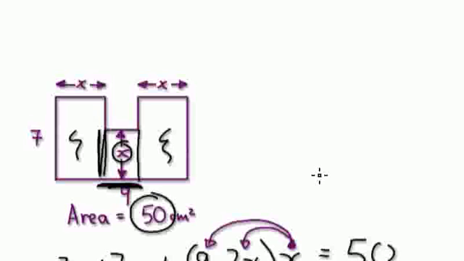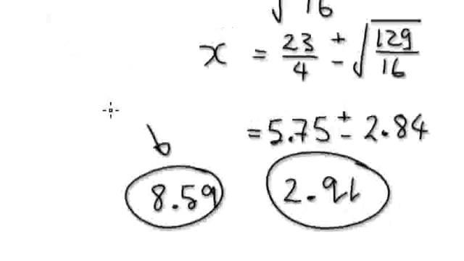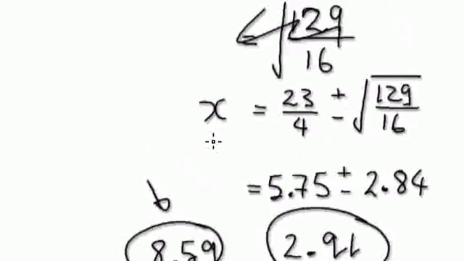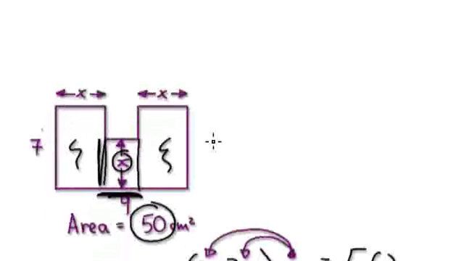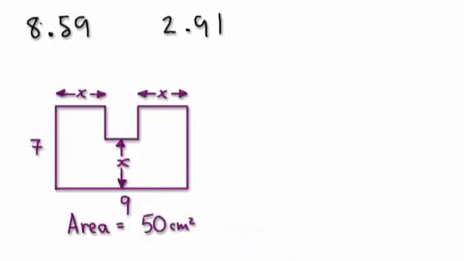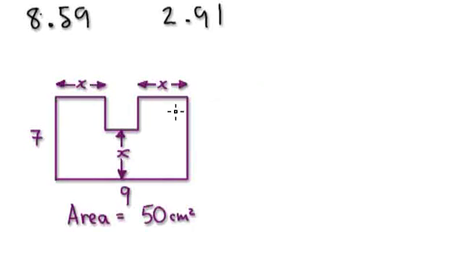So now one solution is 8.59 and the other one is 2.91. So now let me just clear this. Okay, so we've got two solutions.